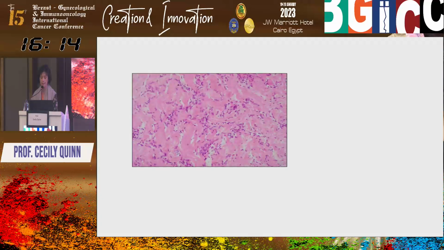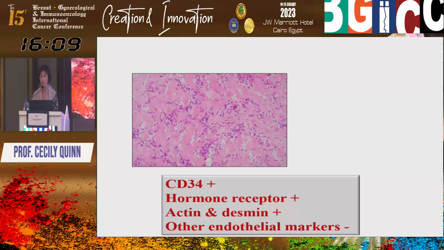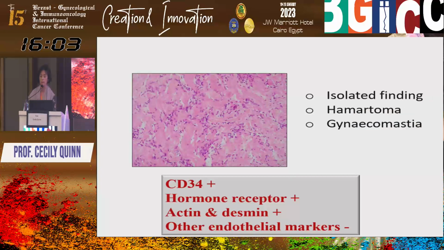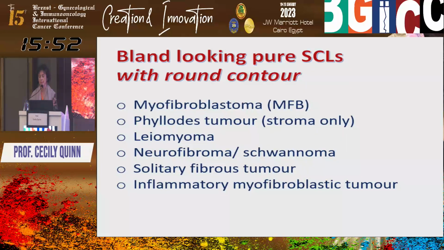This is a nice case, and I'm sure you'll recognize this instantly from the H&E, and you can see the very characteristic slit-like spaces here. This is CD34 positive, hormone receptor positive. This can occur as an isolated finding, occur in a hamartoma, or in gynecomastia. So this is PASH, exactly. So they're just some examples of irregular, bland-looking lesions.